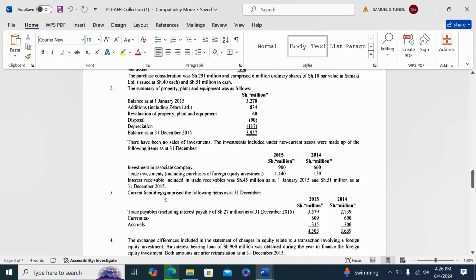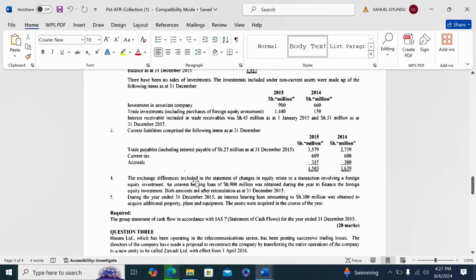Then current liabilities comprised the following items as at 31st December. So you have been given a breakdown of the current liabilities here. Trade payables, including interest payable of shillings 27 million as at 31st December 2015, was 579 million and 2739 million. That is in 2014. Then current tax, and then we have the accruals. We continue.